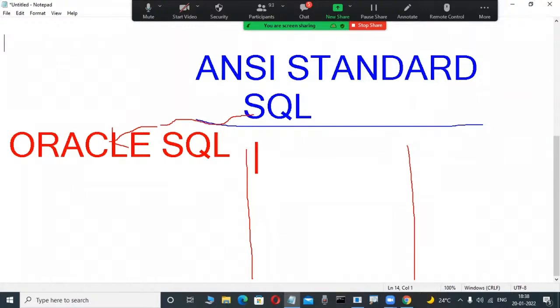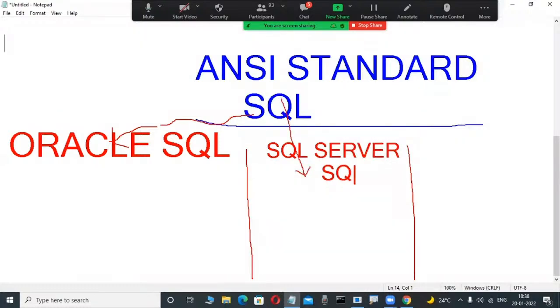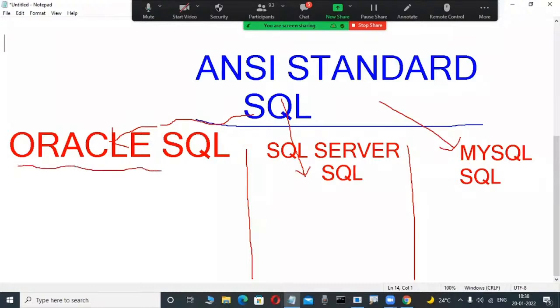Again, observe here. SQL Server, a Microsoft product, created their own SQL from this ANSI standard SQL, that is called SQL Server SQL. Again, MySQL created their own SQL language from this ANSI standard, that is called MySQL SQL. That's why in our class, we are learning Oracle SQL.